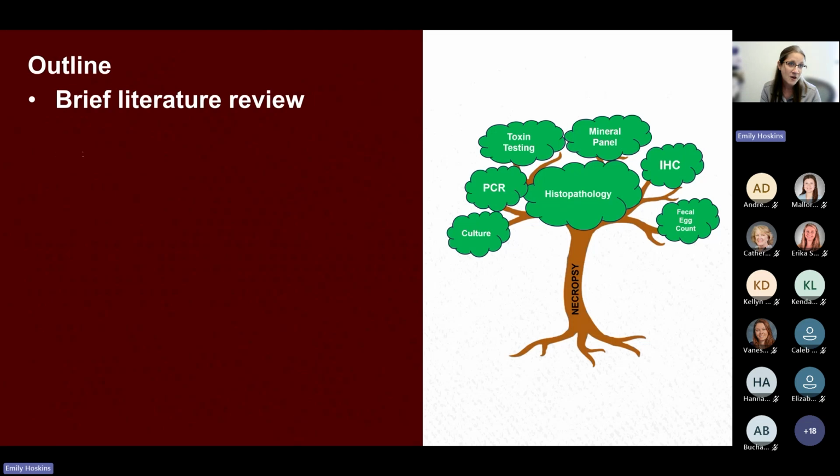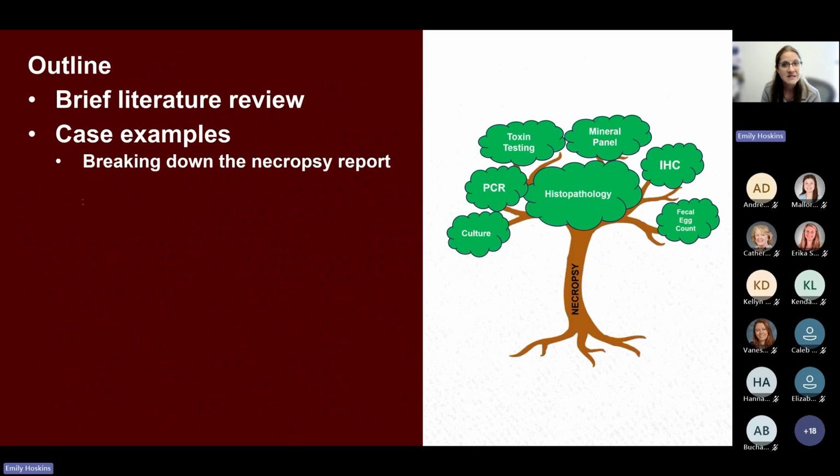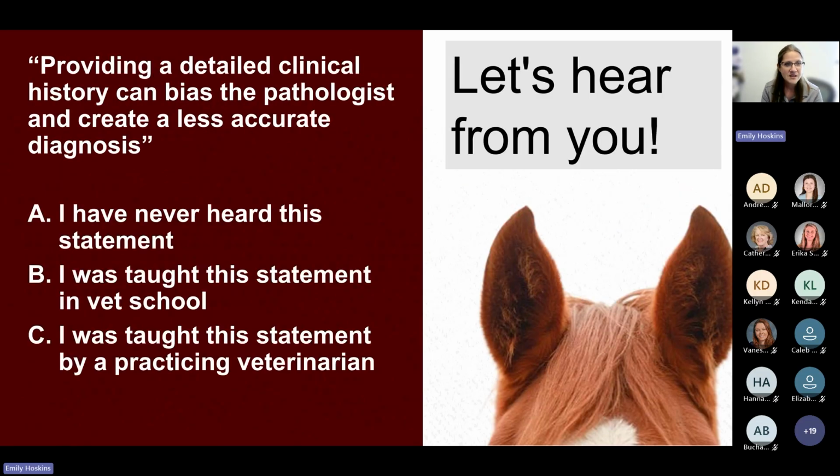So just a quick outline for this presentation. First, we're going to go over a very brief literature review regarding this topic. Then we're going to go through some case examples. And when we go through those case examples, I'm going to be breaking down the necropsy report and the different components of the necropsy report and how to interpret those components. And at the same time, going through this decision tree of a pathologist and how providing a clinical history can affect that decision tree.